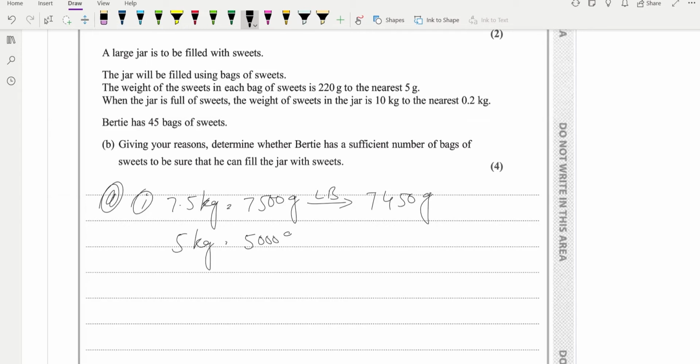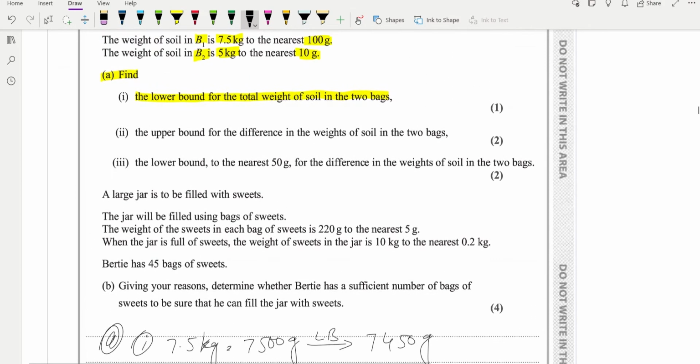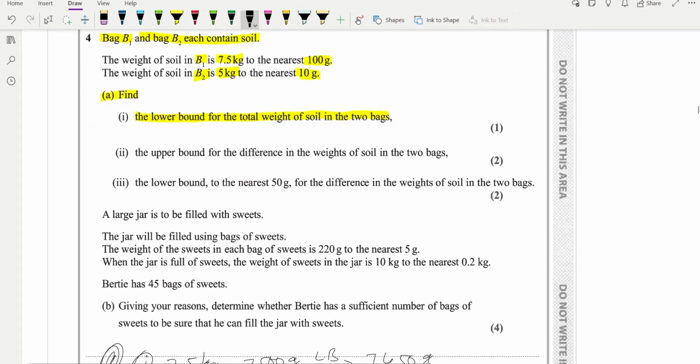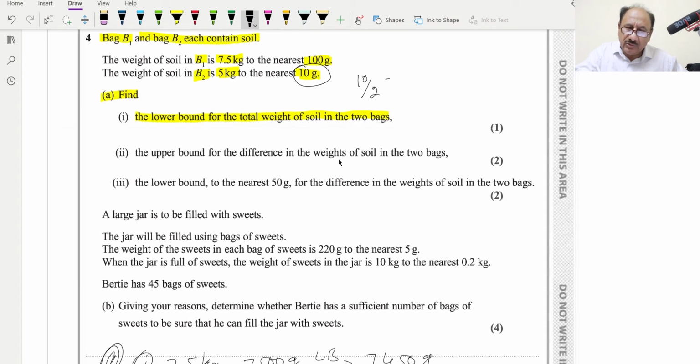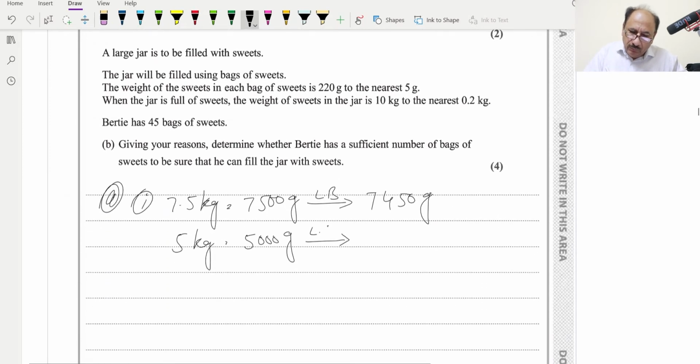For 5 kg similarly we can convert into grams, that will be 5000 grams, and the lower bound for this will be what? We need the lower bound for the total weight of the soil in the two bags. So for the lower bound we will divide this by 2, and this will be equal to 5 grams. So plus minus 5 gram. For lower bound we will subtract 5 gram, so the lower bound will be 4995 grams.